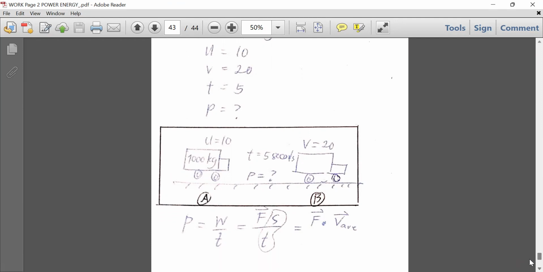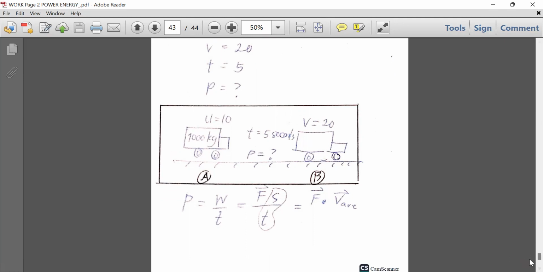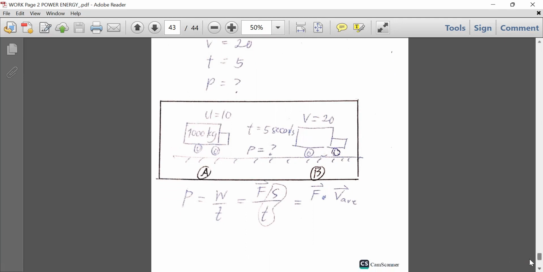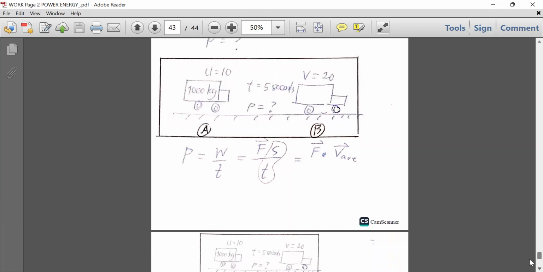Okay, so in this example, we're going to solve for the power. And this involves equations of motion. Remember that power is work over time. And you can write work as force times distance, or force times displacement, divided by time. And S divided by time is V. You can write power also as force times velocity.